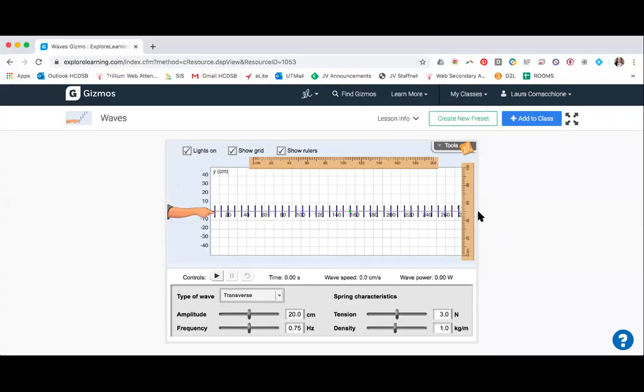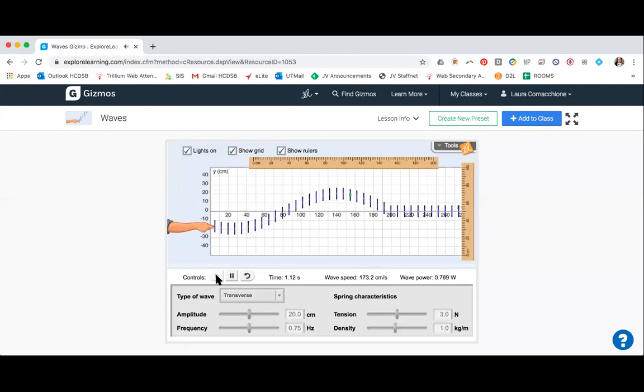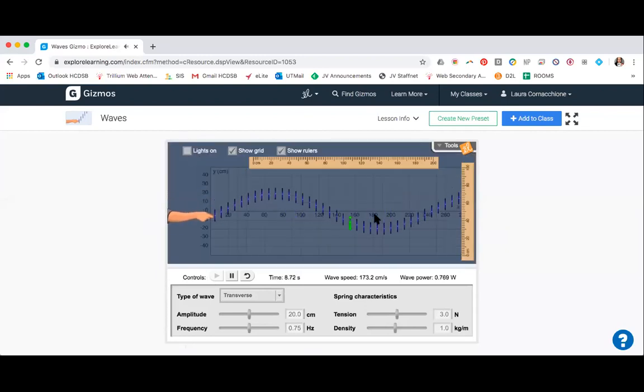Okay, there we go. So in this gizmo, I decided to turn on show rulers and show grid, and I'm going to press play. So I'm going to send a wave down the length of this slinky. In this particular kind of wave, the mass is moving up and down, and it appears that the energy is moving to the right. So the kinetic energy of one object is being transferred to the object to the right of it, or to the base of the slinky. So this is one type of wave where mass moves 90 degrees to the direction of the wave motion.